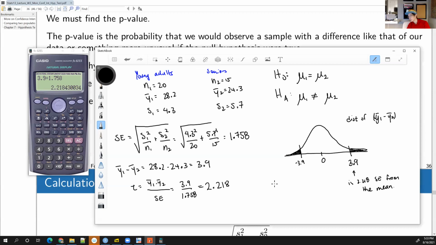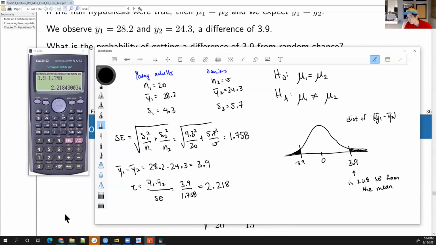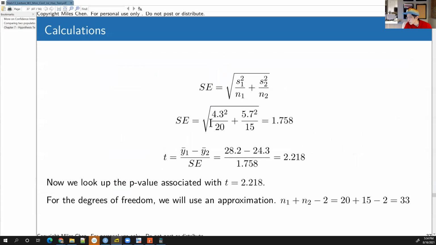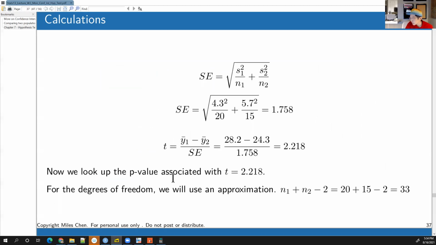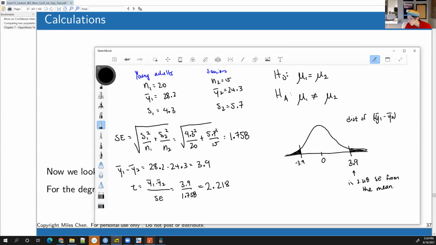Okay. All right. So far, does that kind of make sense? So here, this is the difference we observed. We observed a difference of 3.9. If the null hypothesis were true, we would expect y bar 1 minus y bar 2 to be close to 0. We're getting a difference of 3.9. And we want to know how unusual is that, okay? So here's just kind of the calculations, right? And so what we want to know is, what's the p-value? What is the area associated with 2.218?